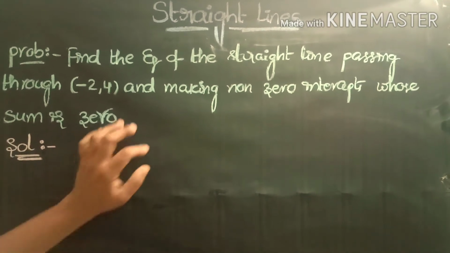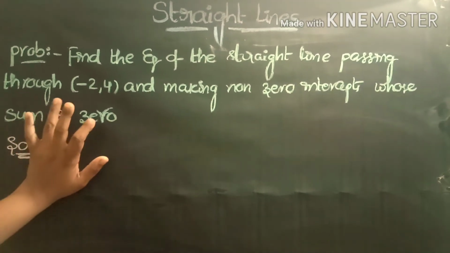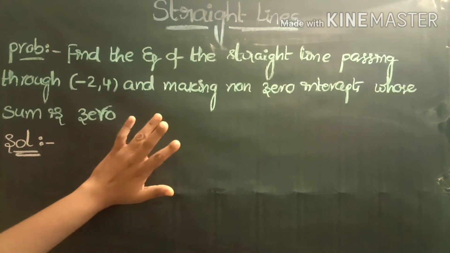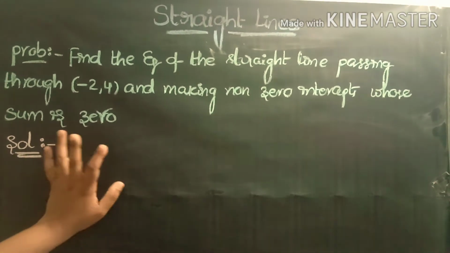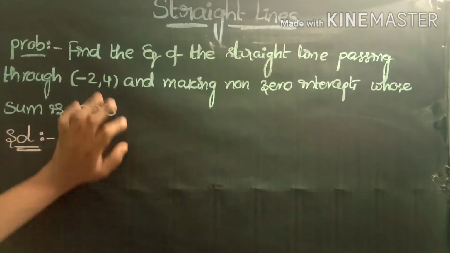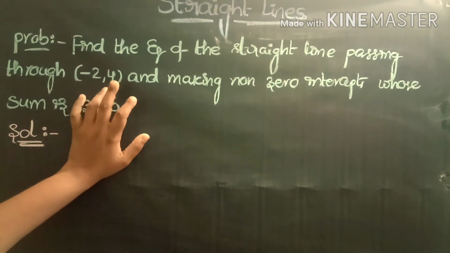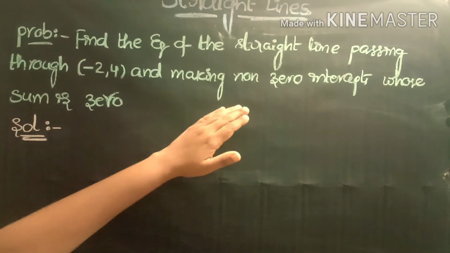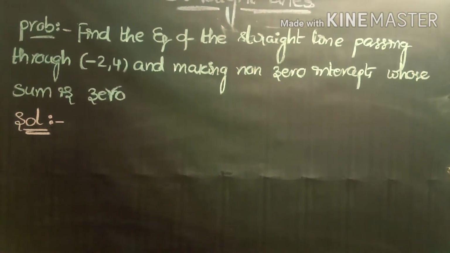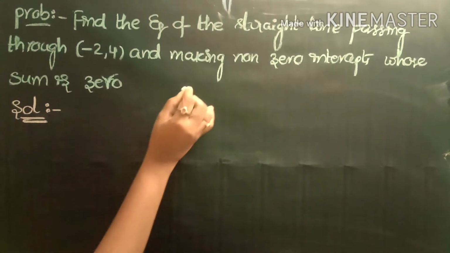Next problem. Find the equation of the straight line passing through the point (minus 2, 4) and making non-zero intercepts whose sum is 0. So we have to find the equation of the line which passes through the point (minus 2, 4) and makes non-zero intercepts. What are the intercepts of a line on the coordinate axes? Intercepts means a, b.